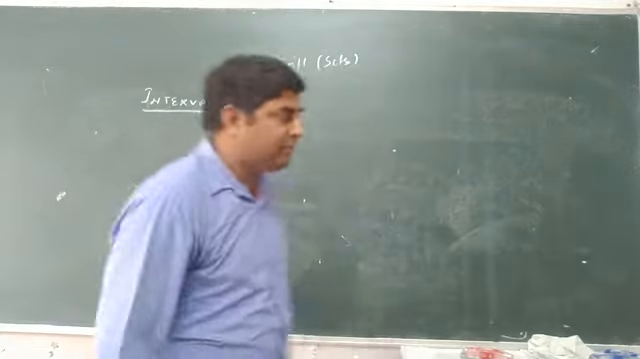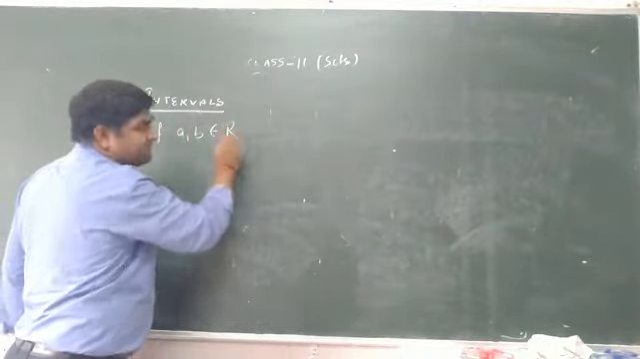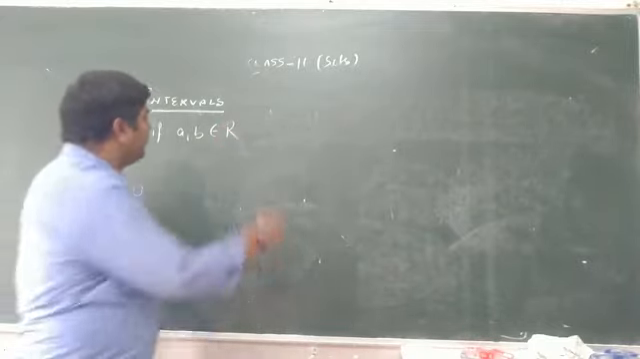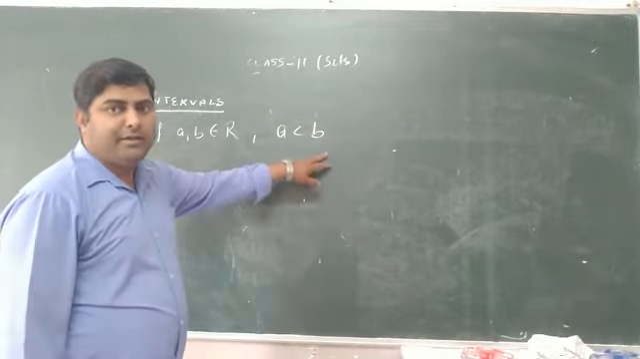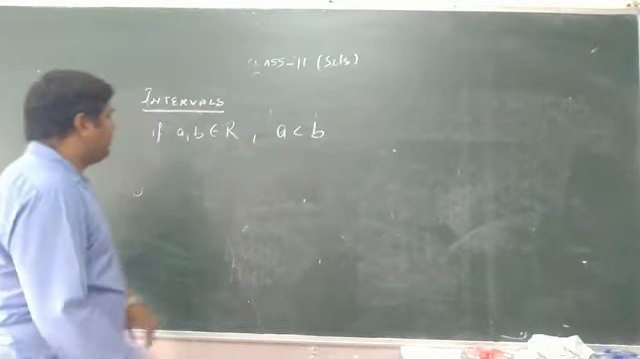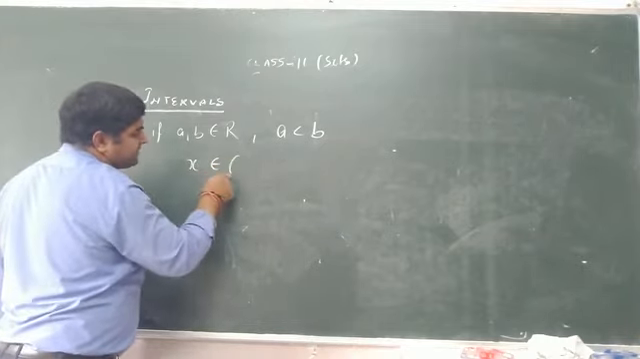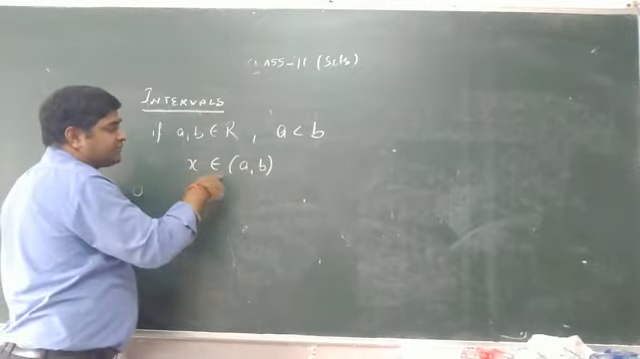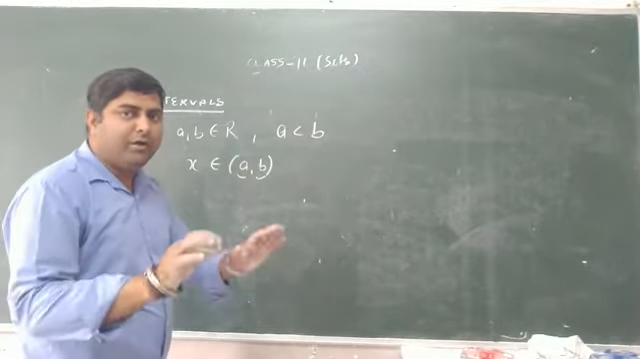Let us see how to write. If a and b are any two real numbers and a < b, keep in mind, b is bigger, a is smaller. Then if we write the open interval, we use this bracket (a, b). It means x belongs to the open interval of a and b. What does it mean?